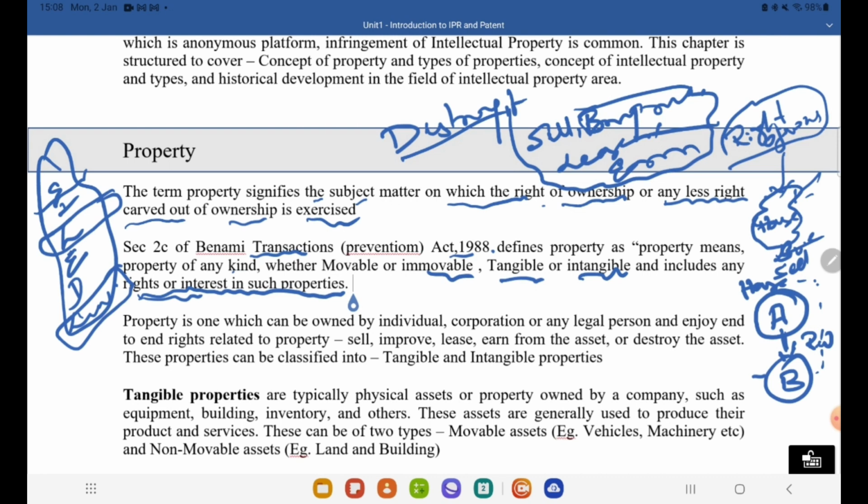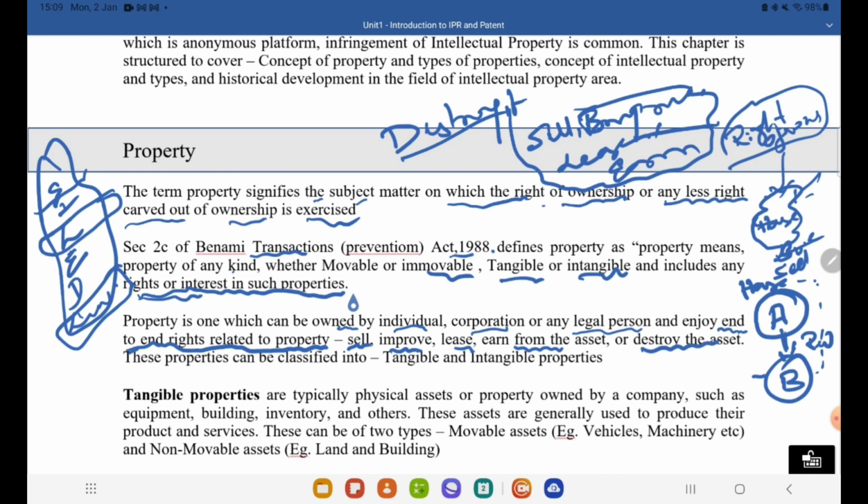Simply, we can say that property is any asset which can be owned by an individual, corporation, or any legal person, and which they enjoy end-to-end rights related to, or anything carved out of it. What are those end-to-end rights? As I told earlier: sell, improve, lease, earn from that asset, or destroy the asset.